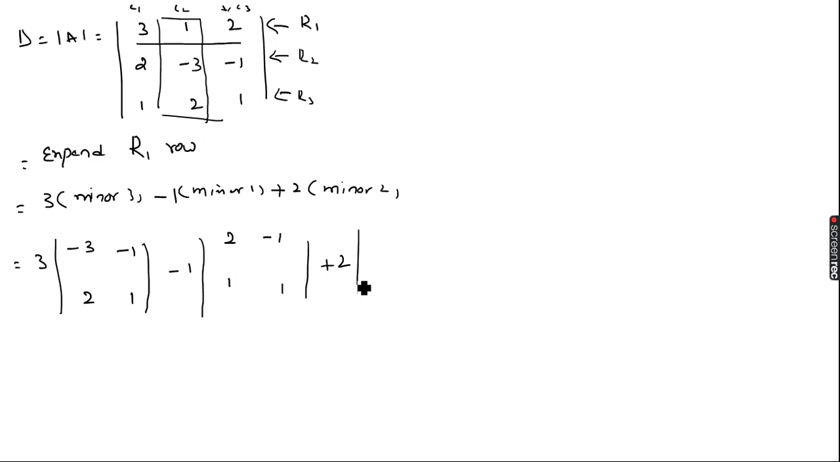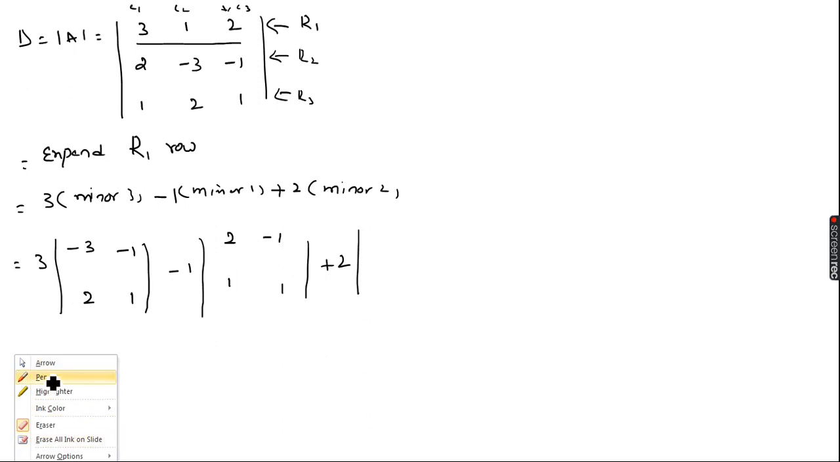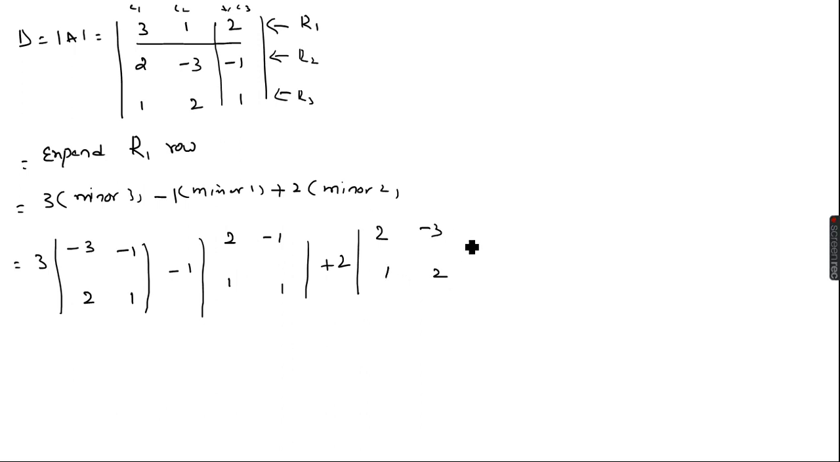Plus 2 into the minor of 2. What is the position? The position is first row, third column. Remove the first row and third column, and we get 2, minus 3, 1, 2. So we know the determinant of a 2 by 2 matrix with entries A, B, C, D. What is the basic formula? AD minus BC.